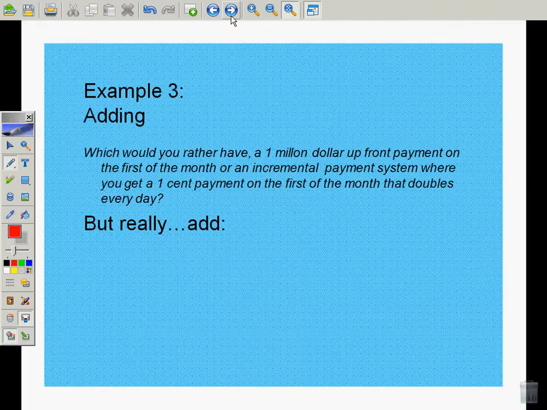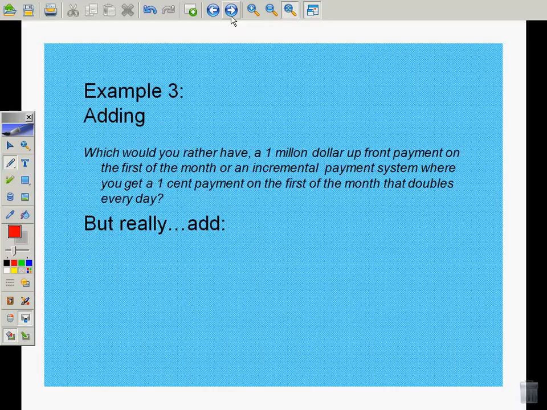Which would you rather have? A $1 million upfront payment on the first of the month, or an incremental payment system where you get a 1 cent payment on the first month that doubles every day? Okay? Think about that as we add these. That's just a little side note there.